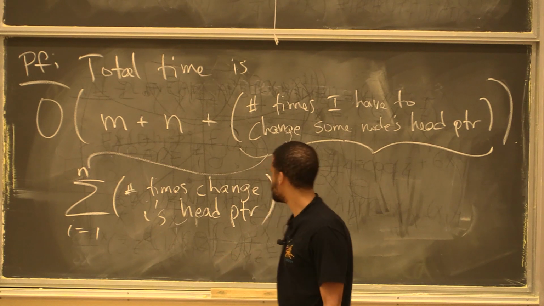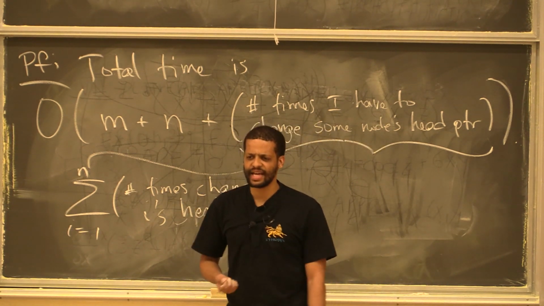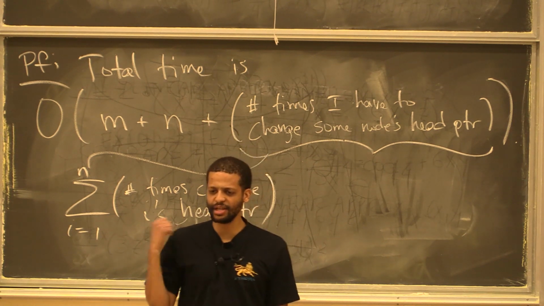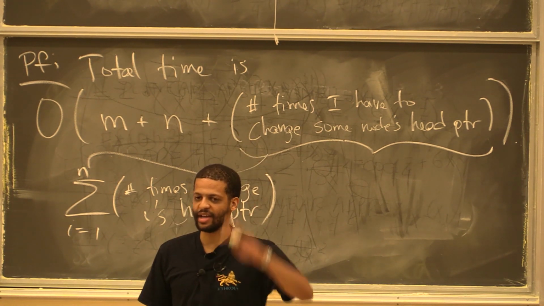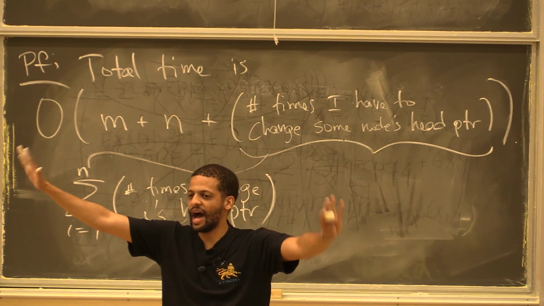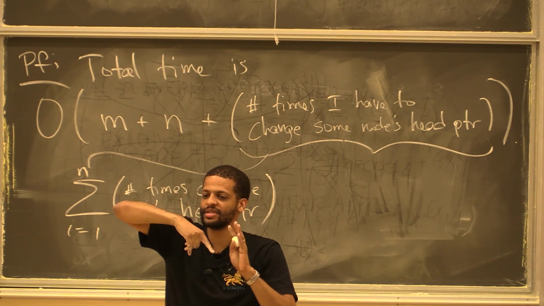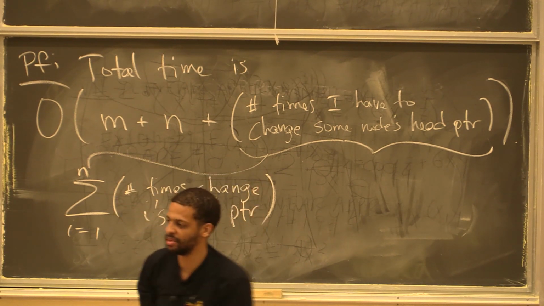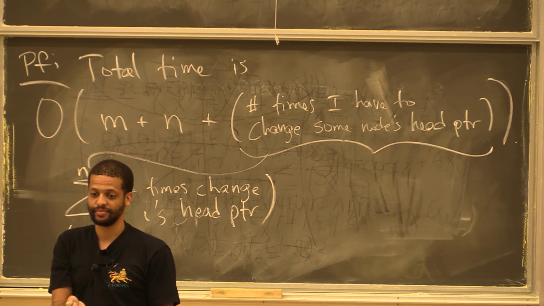Okay. Now let's look at this. What does it mean that I changed i's head pointer? It means that I did a union that involved i's set. Right? So I unioned one set with another, and I was in the smaller set. Because you only change the head pointers of the people who got moved below the tail of the other set. And you do that to the smaller set.